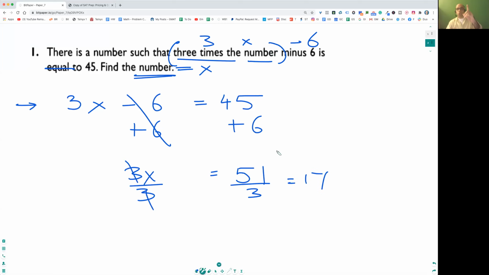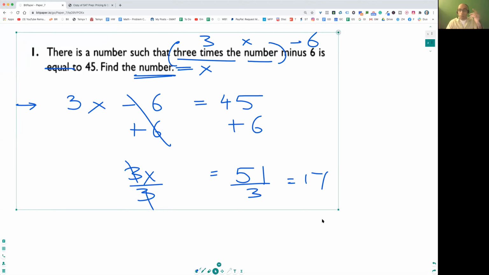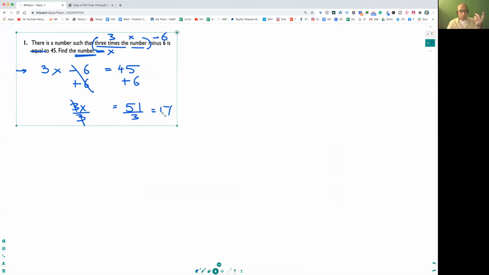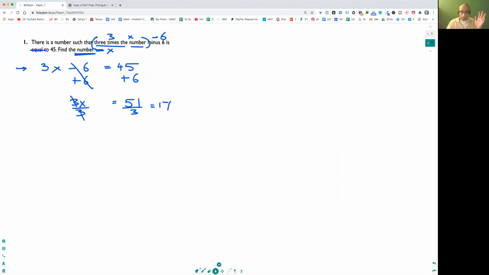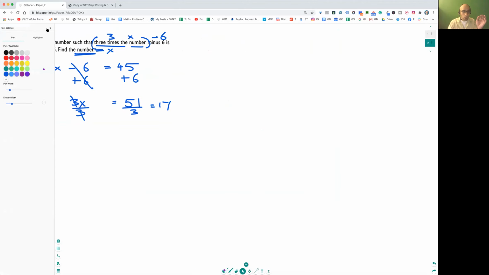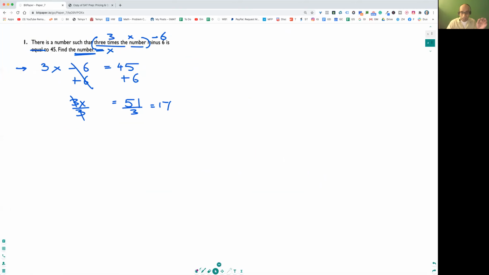Remember, checking is so important in these. Many of you are going to solve this problem and move on to the next one, but you are going to make careless mistakes. So it's very important that you actually check what you're doing. Now you've got x equal to 17. You plug it inside here. 3 times 17, which is 51, minus 6 is equal to 45. So everything checks out and you're good. Now you can move on to the next problem. So that's how you're going to do it.